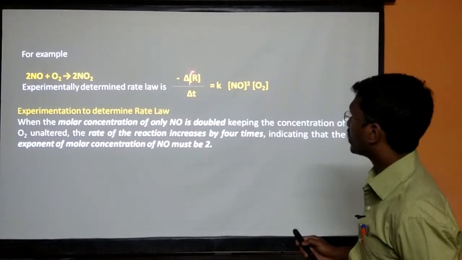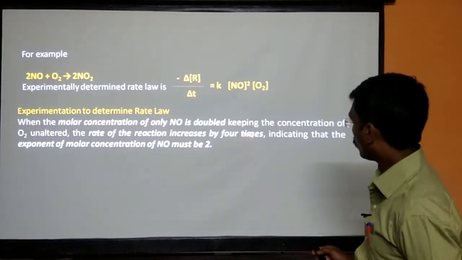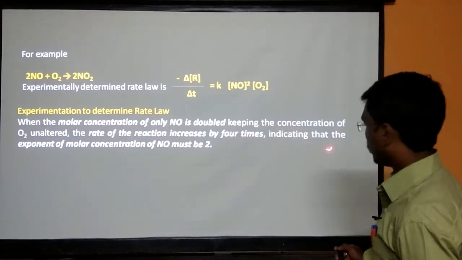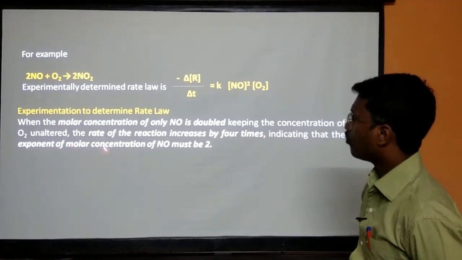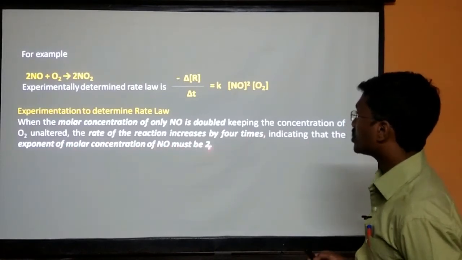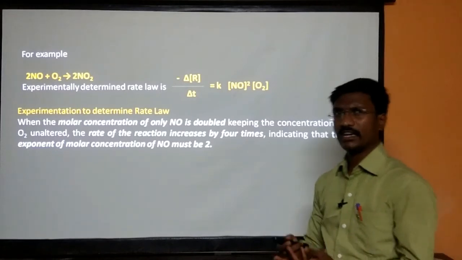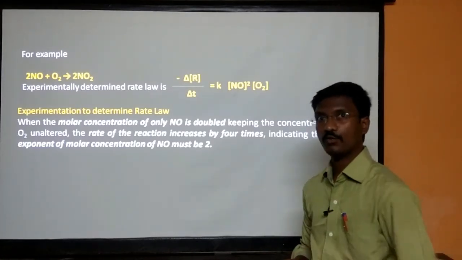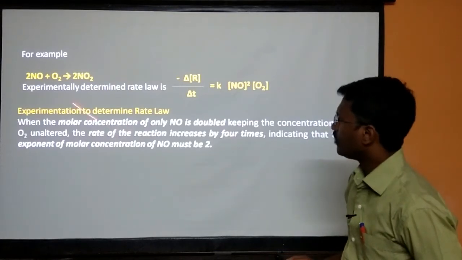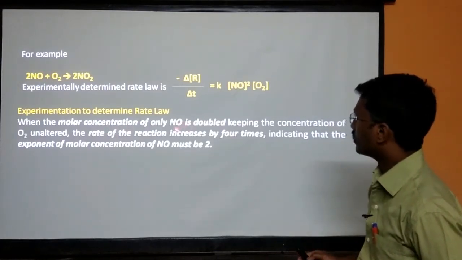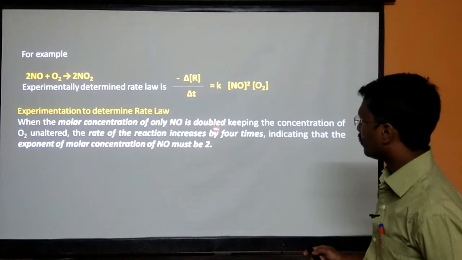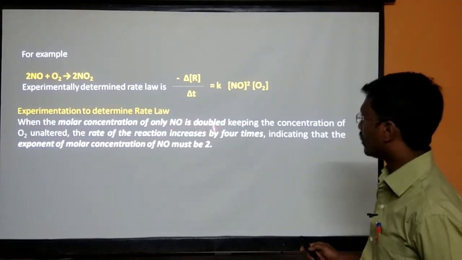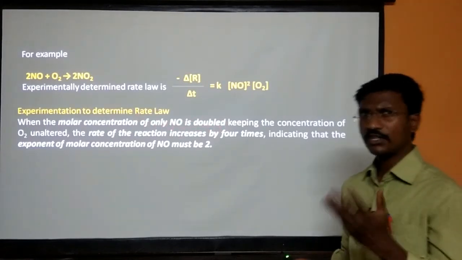The rate of the reaction increases by 4 times. This indicates that the exponent of the molar concentration of NO must be 2. So how are we representing it? I would like to tell you on what basis you have to remember to express this. Look here: if any one of the reactants is doubled, here the reactant NO, meaning the concentration of NO is doubled, at that time the rate of the reaction increases.